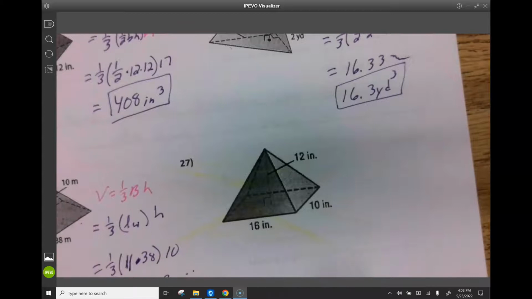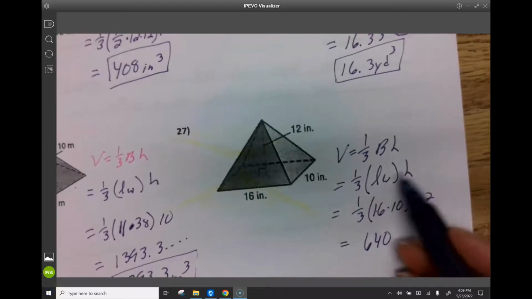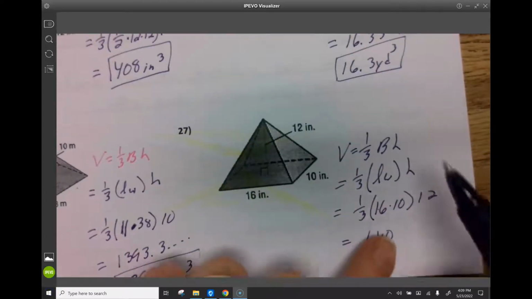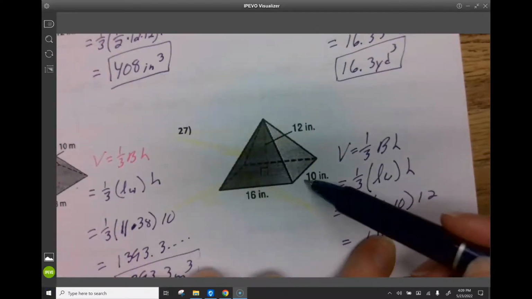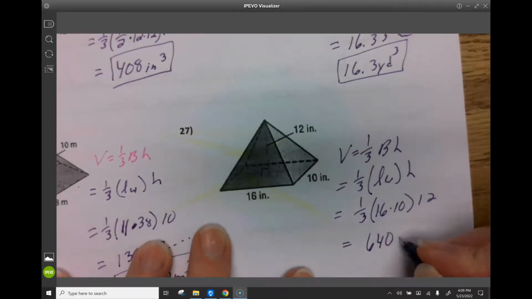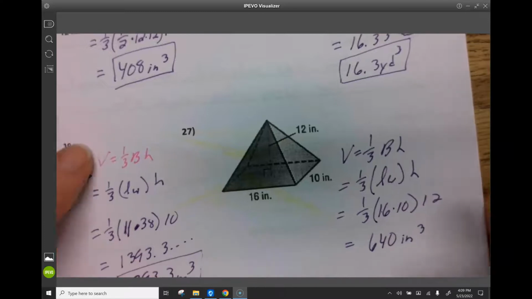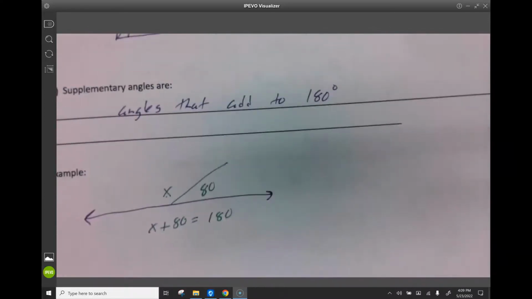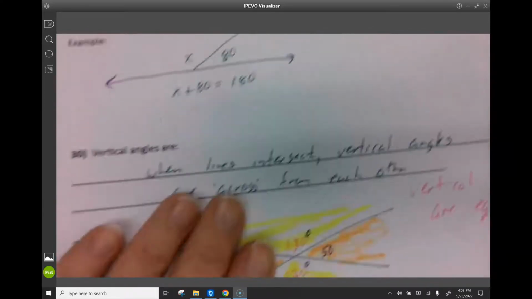27, same thing. Go ahead and do that one on your own so that you get a chance to practice, just like I did 26. Go. So on this one, it's length times width, and my base is 16 times 10, and my height is 12. When you multiply, you get 640 inches cubed because we're in volume. Good. Now your next page we already filled out. It's in the notes 1.